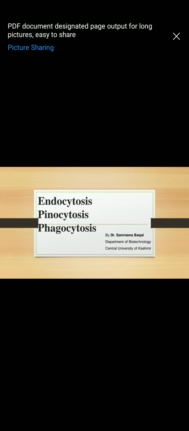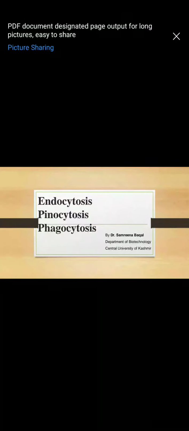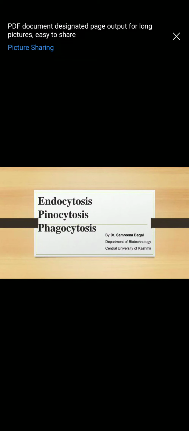Hello everyone. Today I'm going to give you a brief idea about endocytosis, pinocytosis and phagocytosis. These are some import and export transport systems in the cell which play an important role.